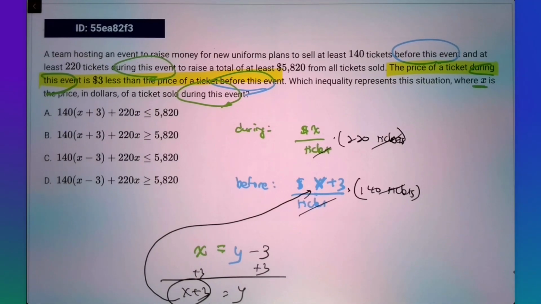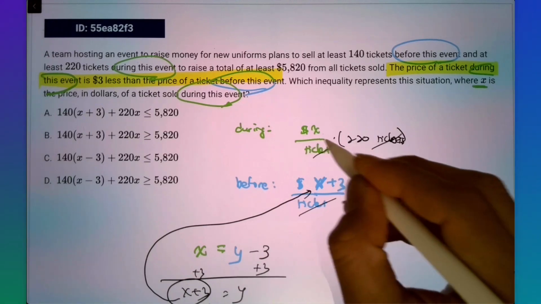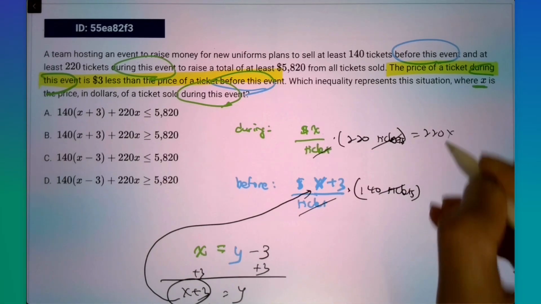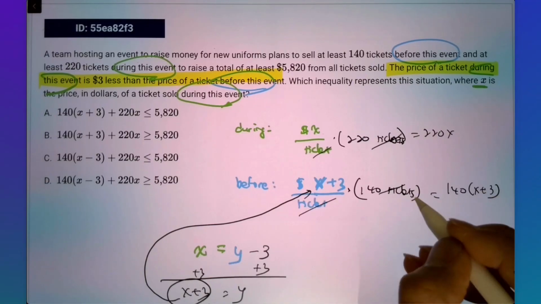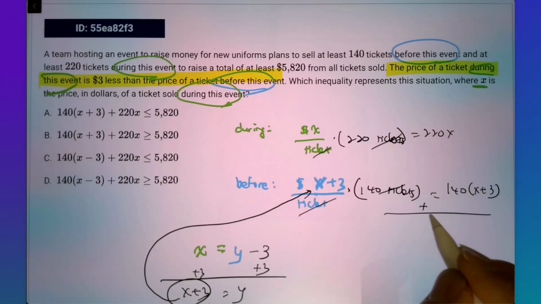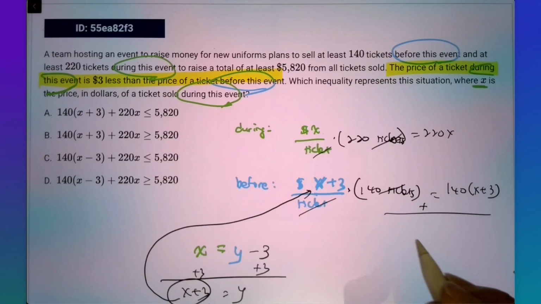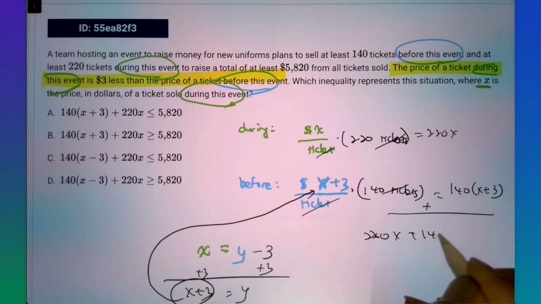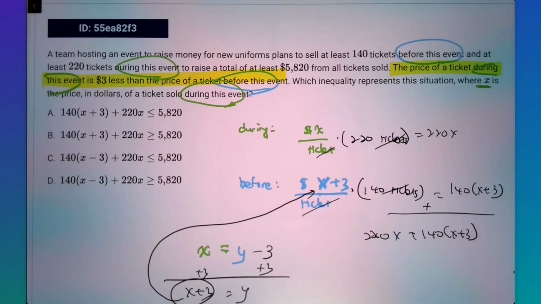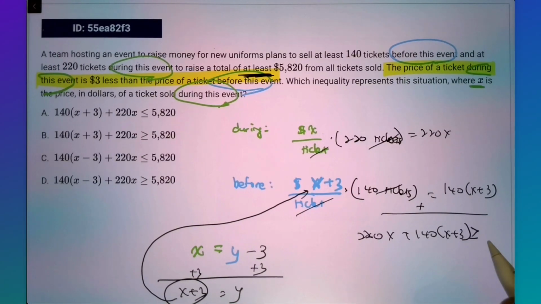So when you multiply this, you get 220x, and here you're gonna get 140(x plus 3). Now, when you add these both incomes or revenue from during and before, 220x plus 140(x plus 3) has to be greater than or equal to, because of the word at least here, 5820. We want to raise more money than 5820.